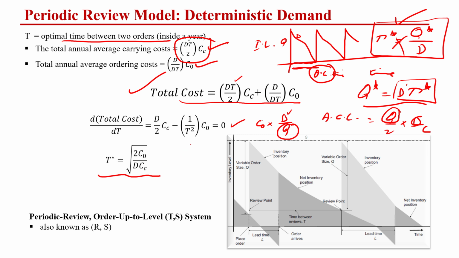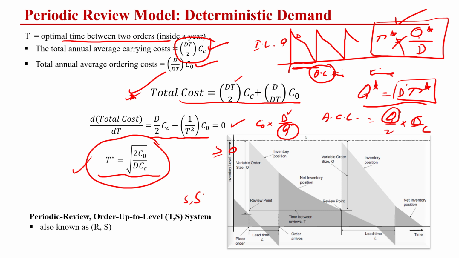into DC. In order to check whether this is convex, we again take the second order derivative. If the second order derivative with respect to t is greater than 0, we can say that at this optimum order time, the total cost will be minimum. This is a convex function and this is the minimum point, or you can say the optimum order cycle time.